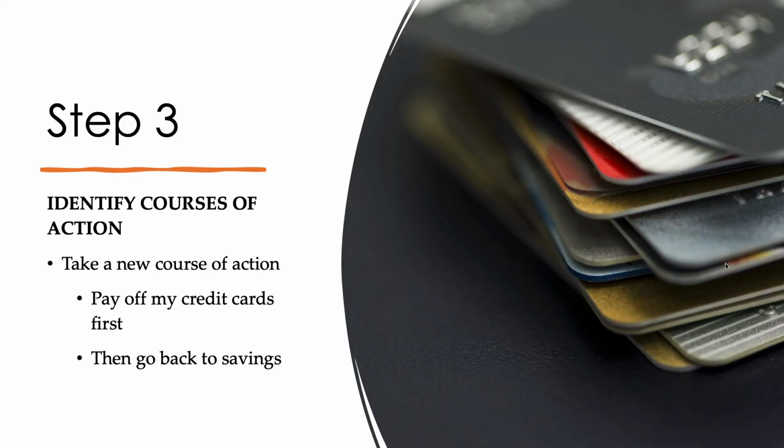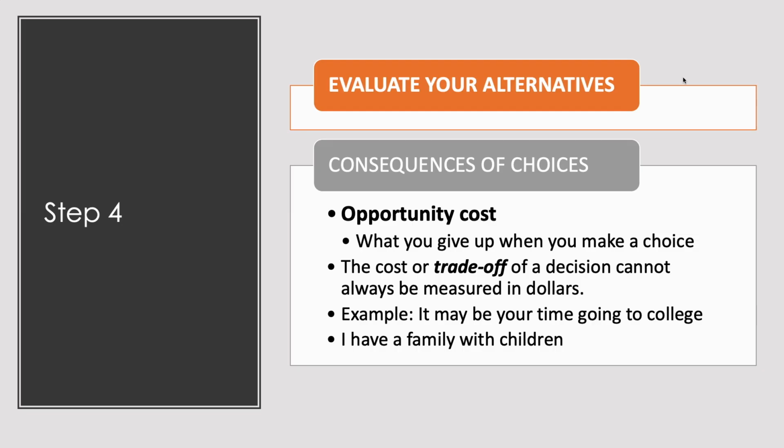Okay, you've identified your courses of action. Maybe we have too many of these. All right, we need them. We need to build credit. Okay, we're going to take a new course of action. I'm going to pay that off, and then anything else, once I've paid this off, I go back into my savings account. And hopefully, I'm going to show you the ways you can do that throughout this course. Then we evaluate. All right.